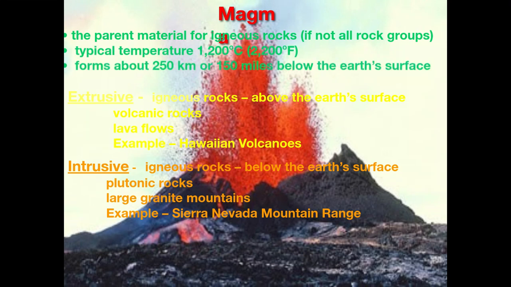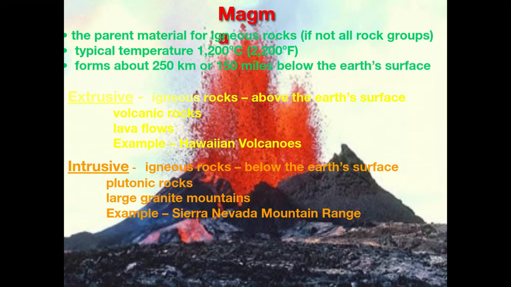If we talk a little bit about magma, if you go back up to the top of the screen, magma represents the parent material for all rocks. Typical temperature is about 2,200 degrees Fahrenheit. Magma will typically form about 250 kilometers, or if you look at the top of your screen, 150 miles below the Earth's surface. That's where pressures and temperatures are such that solid rock can begin to melt.